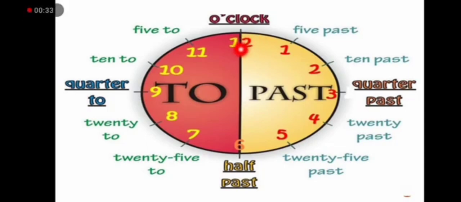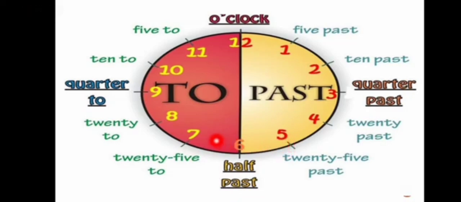So when the minute hand moves from 12 to 1, 5 minutes passed. Then 1 to 2, 10 minutes passed. Then 3, quarter past. Quarter past means 15 minutes. Quarter means 15. Then move to 4, 20 minutes passed. Then 5, 25 minutes passed. And on 6, how many minutes have passed? That is called half past. And half past means 30 minutes.